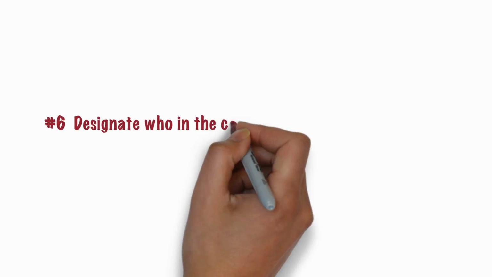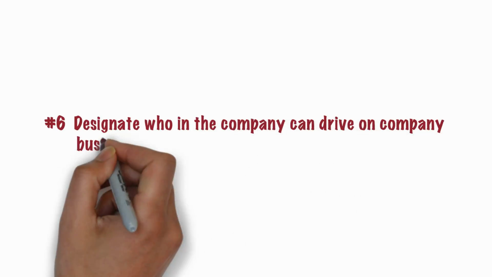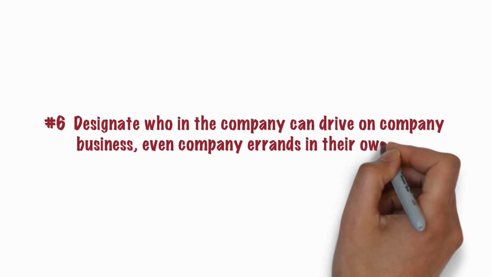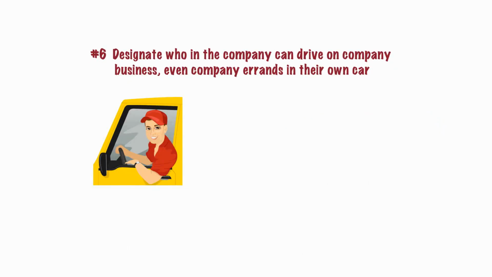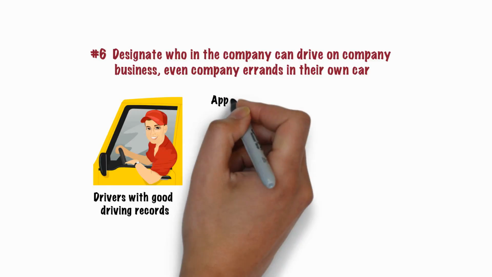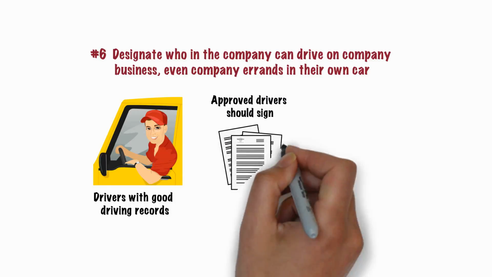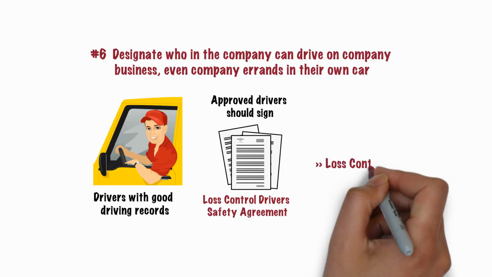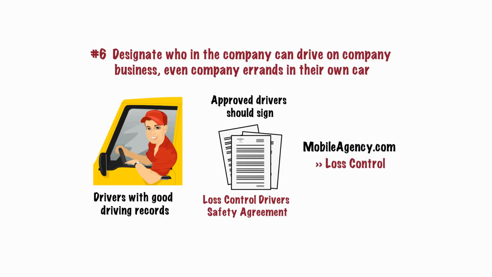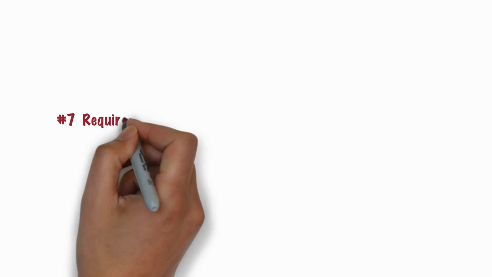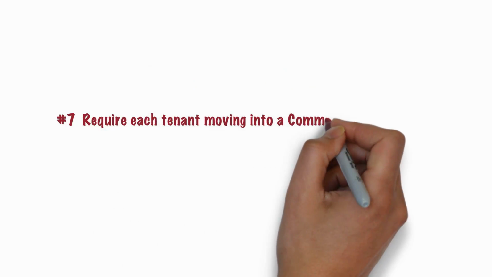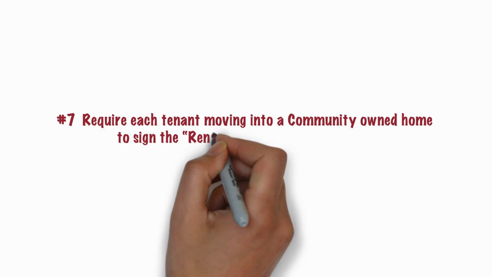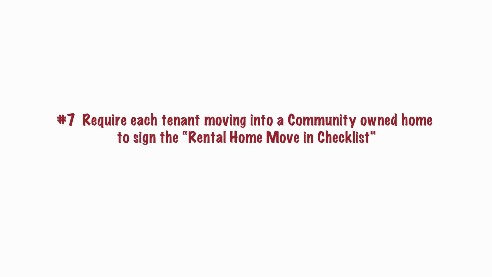6. Designate who in the company can drive on company business, even company errands in their own car. Only safe drivers with good driving records should ever drive on company business. All approved drivers should sign the Loss Control Driver Safety Agreement, found under the Loss Control tab, mobileagency.com.